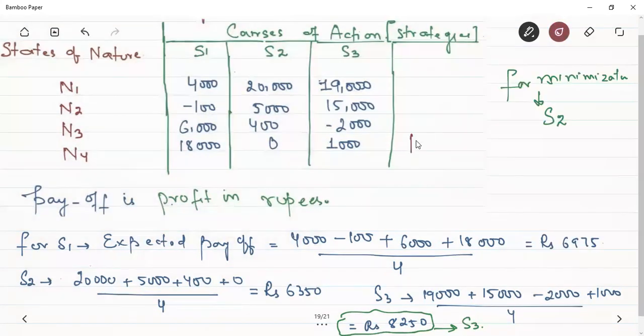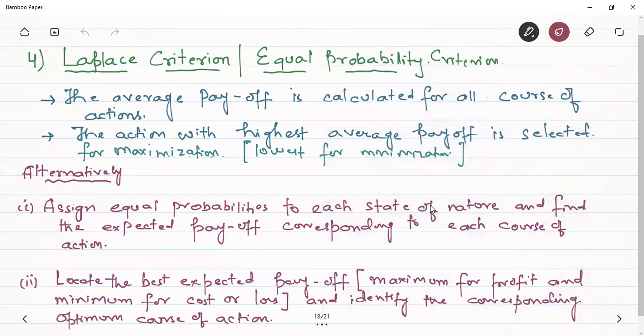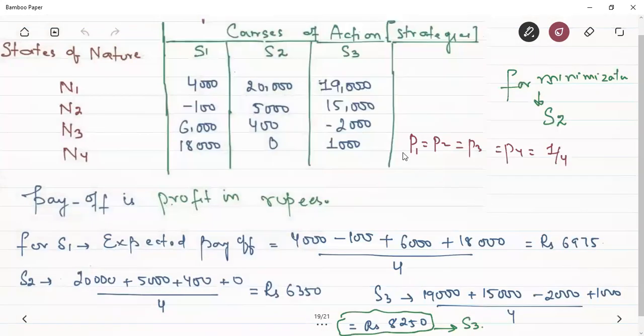Here, P1, P2, P3, and P4 will be equal to 1 by 4. So each state of nature will be given the equal probability. So the statement is that assign equal probabilities to each state of nature and find the expected payoff corresponding to each course of action. So it is also one and the same thing.